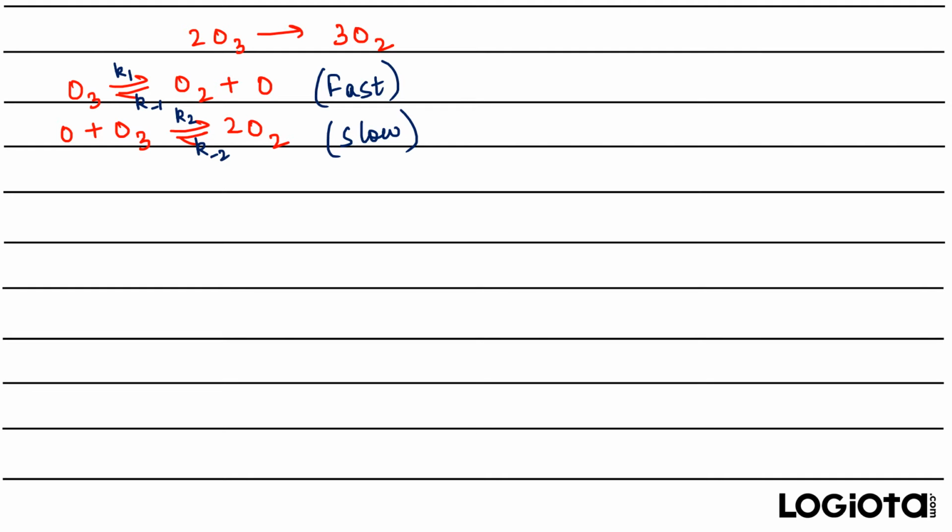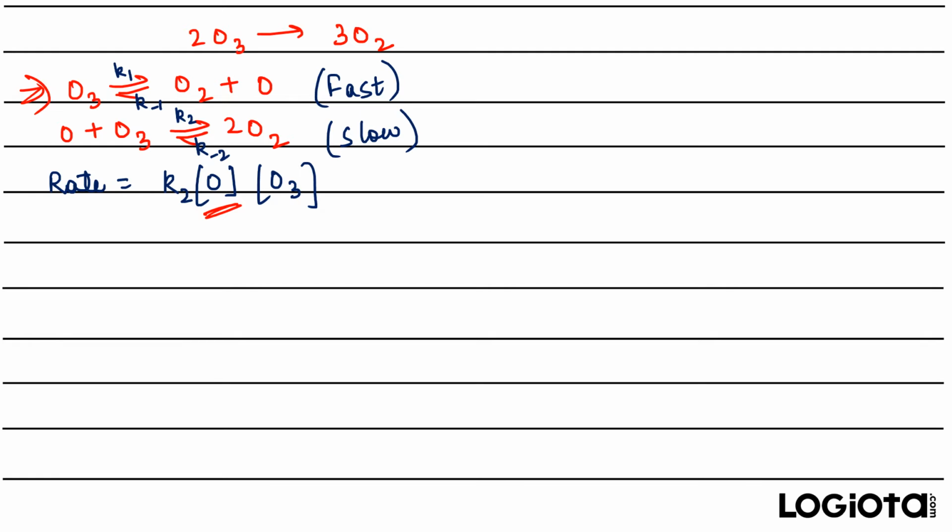Now for this one, the rate will be equal to, we will consider the slow step, so it will be equal to k multiplied by [O] multiplied by [O3], right? So it will be k2, right? But as you can see, here there is an intermediate. We don't want an intermediate, we want to remove this intermediate. To do that, we will consider this first equation.